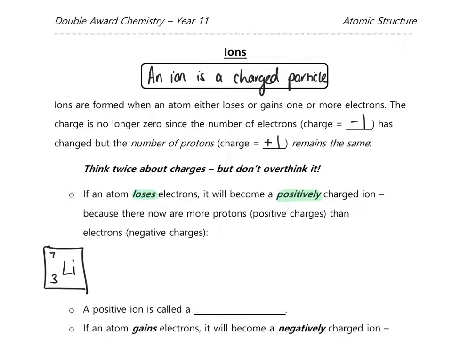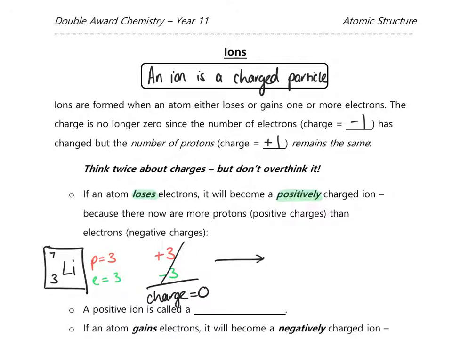So let's look at an example. Let's look at the example of lithium. So lithium, you can see, has an atomic number of 3. So as an atom, it has 3 protons and it has 3 electrons. So overall, we have a charge of +3 from our protons, and we have a charge of -3 from our electrons. Those obviously cancel each other out, and we're left with a charge of 0.